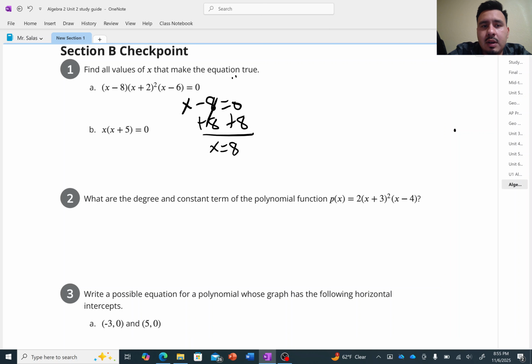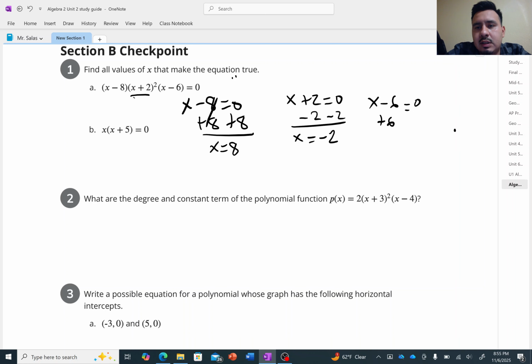The next one, I see that I have an x plus 2, so I'm going to do x plus 2 is equal to 0. I'm going to subtract 2 on both sides, and I get that x is equal to negative 2. And the last one, x minus 6 is equal to 0. I'm going to add 6 to both sides. The 6's get canceled out, and I get that x is equal to 6.